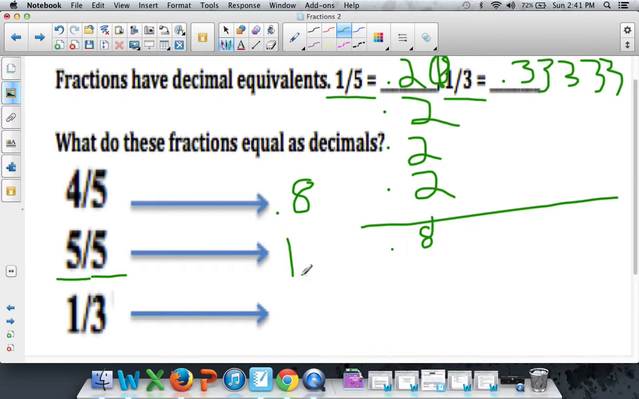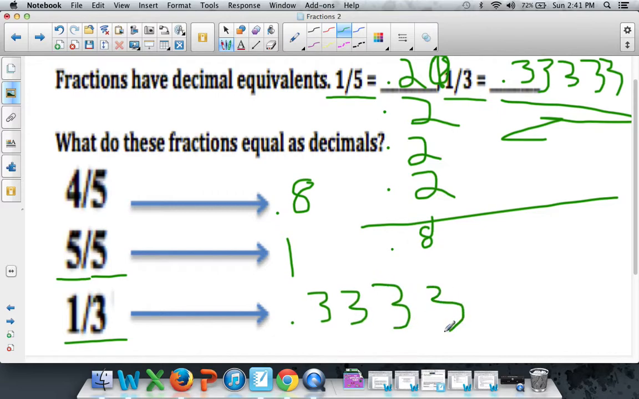1. And then for 1/3, well, I just told you what it was a second ago, didn't I? It's up here. What does 1/3 equal? It equals 0.333. And you could just go on forever if you wanted to.